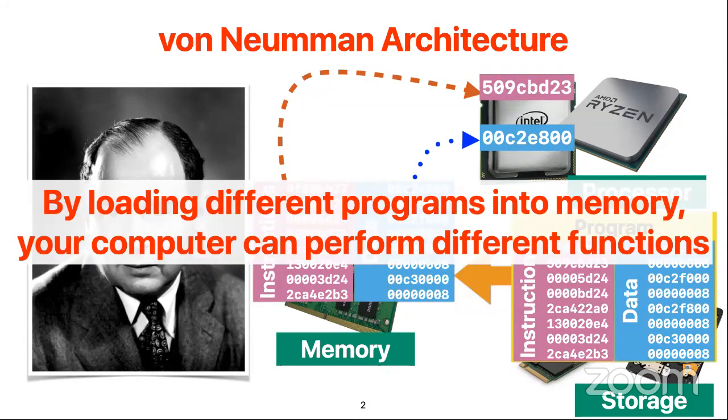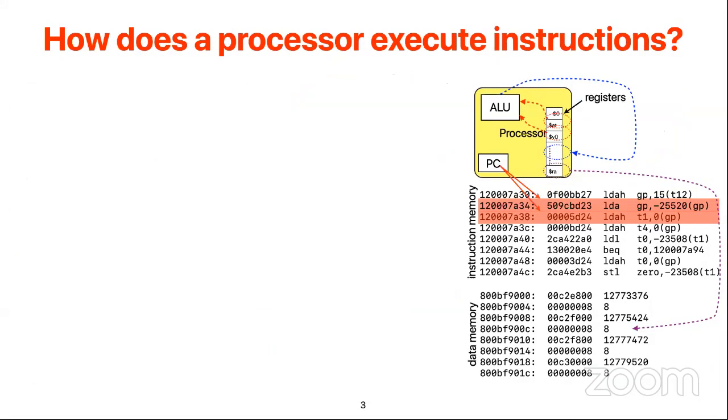The good thing behind this big picture is that as long as you can load different programs into the memory, your computer can perform different functions. That's how the foundation of software works. In the past, if there was no von Neumann architecture, there was no way you could compose a program and have the computer perform differently. Instead, you would have to always reconfigure your hardware.